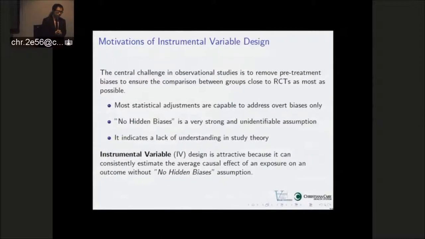Instrumental variable design gives us a new idea. It's attractive because it can consistently estimate the average causal effect of an exposure on outcome without this no hidden bias assumption. So this sounds like a dream come true. We don't have to worry about hidden bias, and we can get a consistent estimation. In some way I can see that, but it's not a piece of cake. Sometimes it's not easy to get.